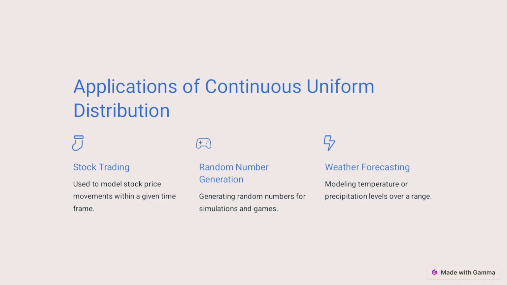Now we see the applications of the continuous uniform distribution. This distribution is used in various types of fields, but we see a few of them. The first one is stock trading. The second one is random number generation. And the third is weather forecasting. Those are a few of the applications. Now we move ahead.